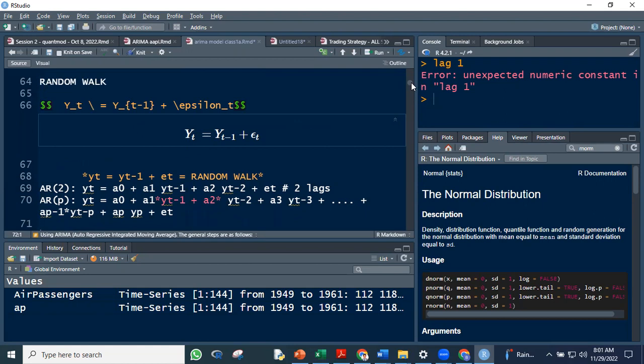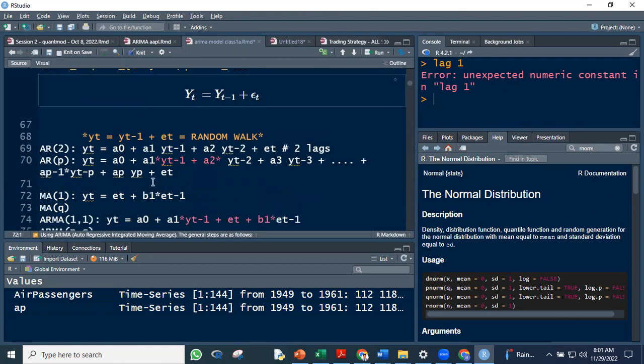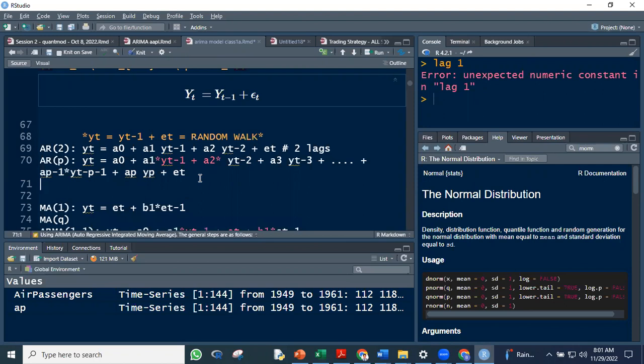Okay, so sa ARP process, class, ano yung distinction niya? You have ito, A sub P times Y sub T minus P. So lag P, P lags. No? So we have here T minus 1 and T minus P minus 1. Okay, mali ito. No? Y sub T minus 1 minus 1. Kaya mas maganda dito yung talaga naka-LaTeX.